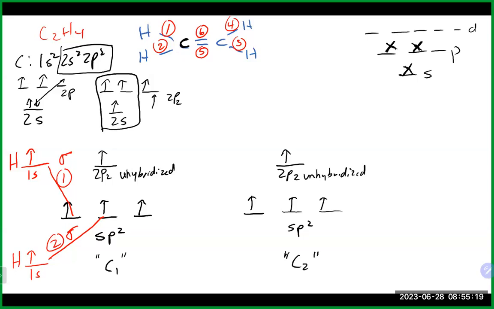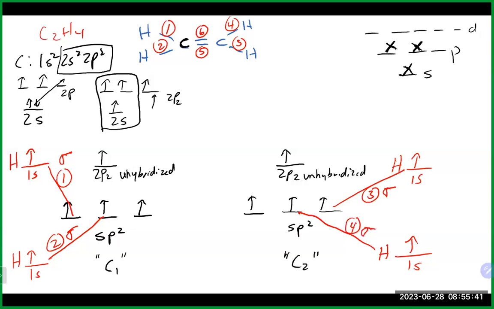We're going to do the same thing on the other side. The second carbon has a similar arrangement. It has a hydrogen that's going to make a bond. We'll call that number 3, and that is also going to be a sigma bond. And we have another hydrogen that can make a sigma bond over here for number 4, right? So far we have accounted for all the outside bonds, the bonds between the carbons and the hydrogens.